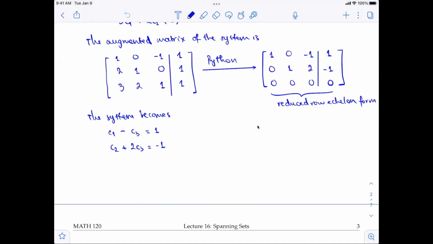And from the system, we can solve for C1 and C2 in terms of C3. So that means C3 is a free variable. Right? So it also follows that the system has infinitely many solutions. Right, so from here, we can have that C1 is equal to 1 plus C3, and C2 is equal to -1 minus 2C3. Right. And again, C3 is the free variable in this case.